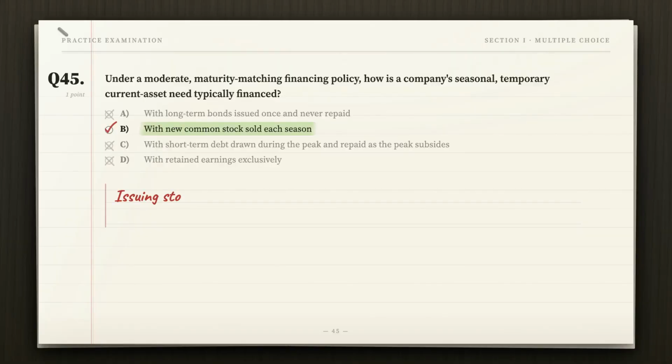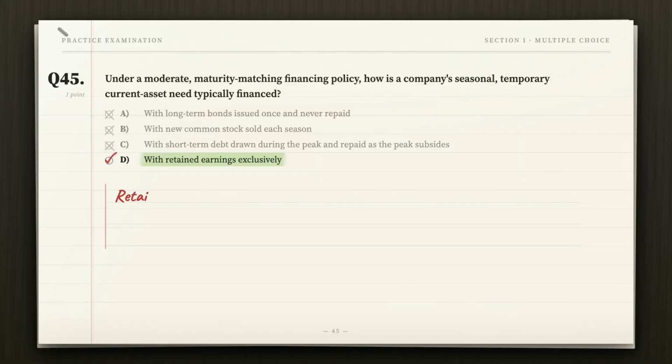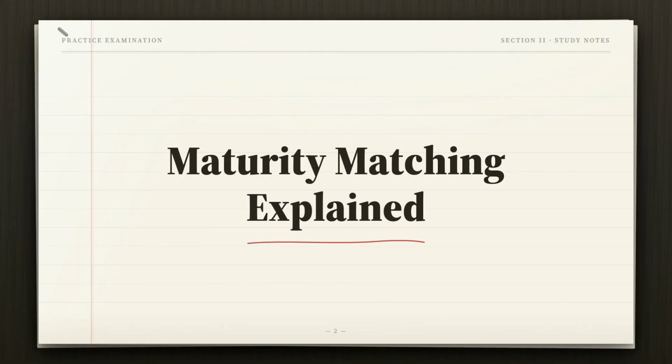B is wrong because issuing stock each season is impractical and would fund a short-lived need with permanent capital, again violating maturity matching. D is wrong because retained earnings is long-term capital better suited to permanent needs. Under maturity matching, the temporary bulge is funded with short-term debt. The moderate financing policy is the textbook version of maturity matching.